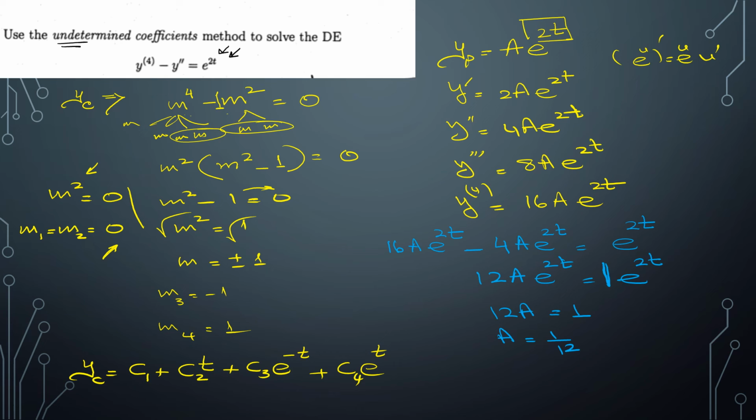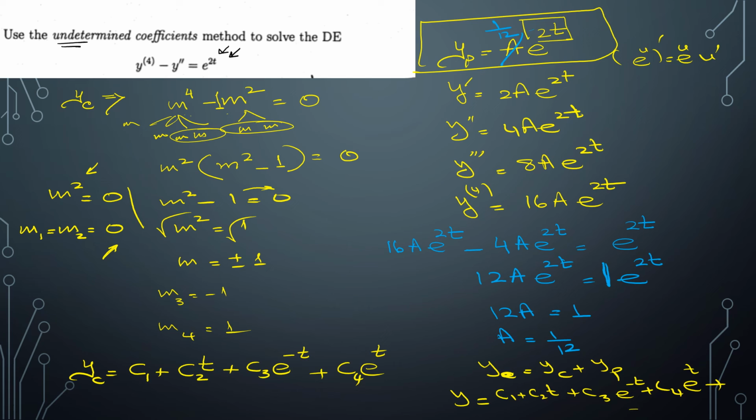Now write it in the particular solution. So you will get y_p here. In place of a, we will write 1 over 12. Now finally we have y equals y_c plus y_p. Here y_c is what we already found: c1 plus c2 t plus c3 e to the power of minus t plus c4 e to the power of t, plus y_p, that is 1 over 12 e to the power of 2t. So that is our final answer.